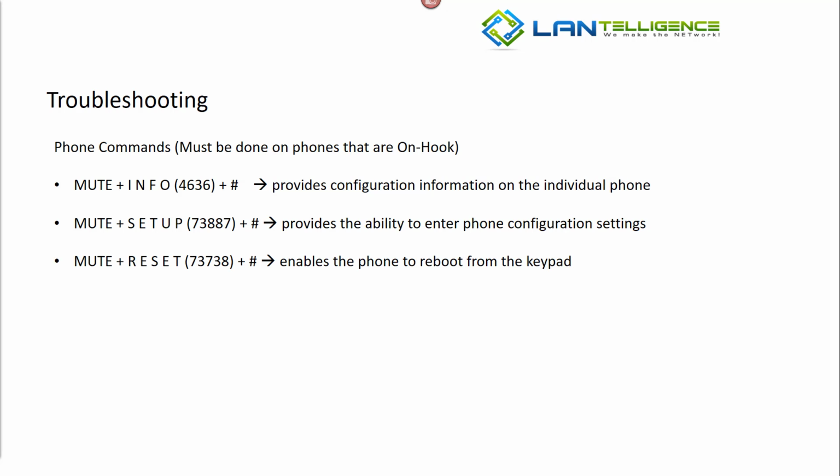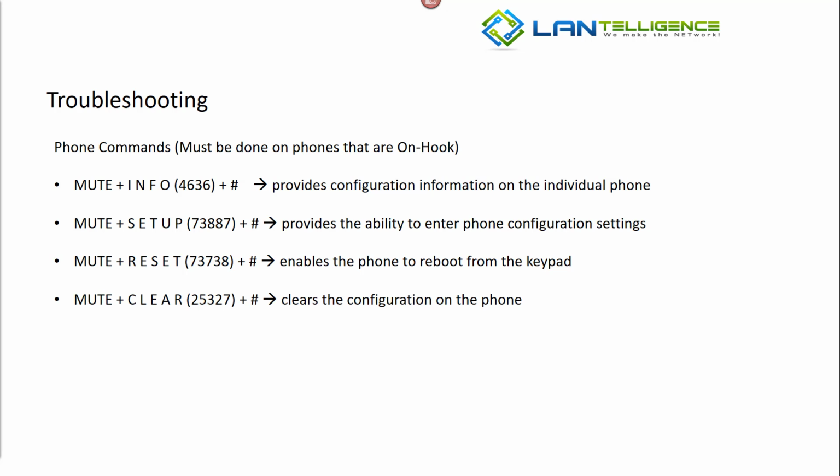The other thing you do, a mute reset. So you can actually have somebody reset their phone. If they do a mute reset, 73738 pound, it will reboot the phone. Now, if you're there, you can also tell them to pull the power plug out of the back of the phone. If it's something they can't get to, they can reset the phone. So it's just a way of resetting the phone through the keypad.